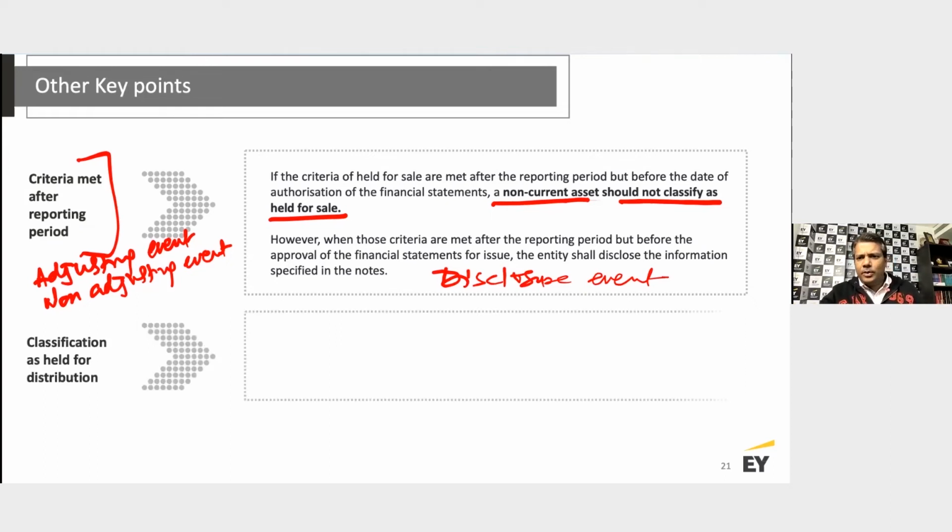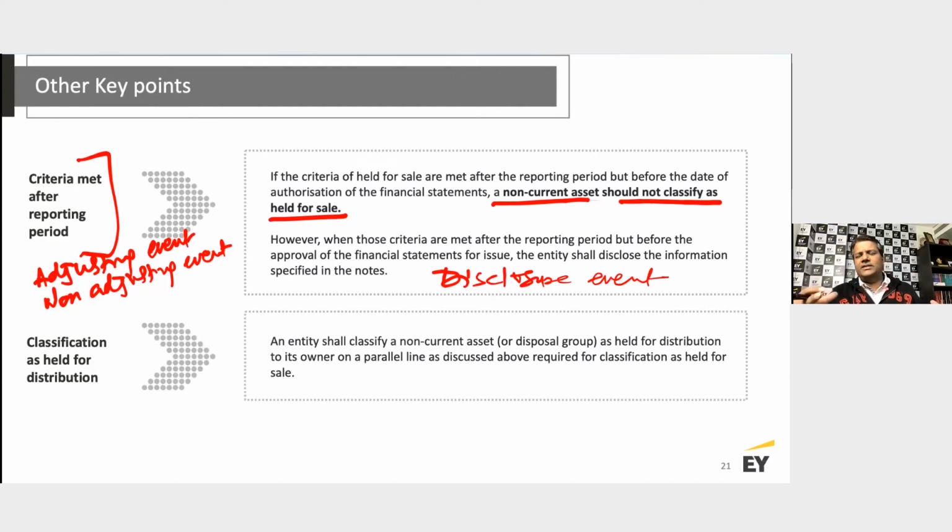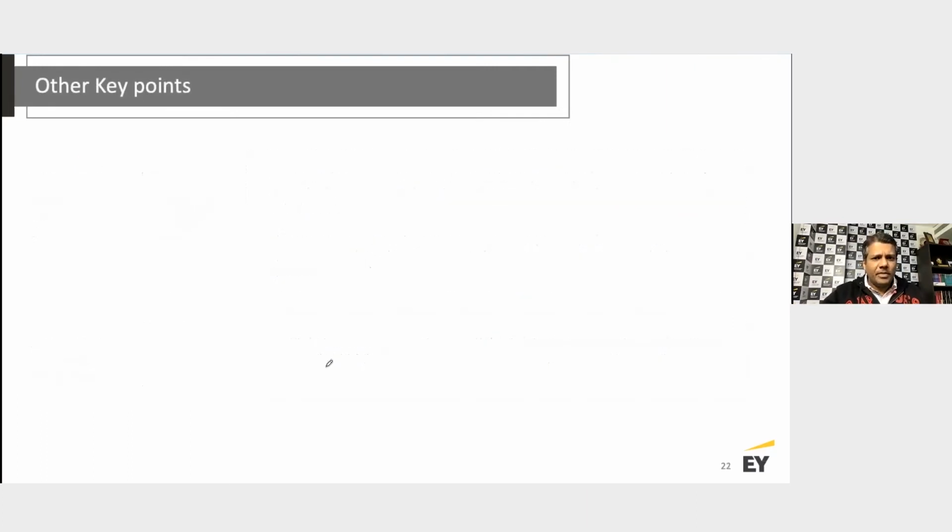So similar principles, in a way. Let's say I intend to distribute a set of asset groups to my promoters or shareholders. An entity shall classify a non-current asset as held for distribution to its owners on a parallel line, as discussed above, as required for classification as held for sale, right? So that also is, in a way, akin to disposal. I'm going to dispose by distributing. So I'm no longer going to use it for the purpose of my business.